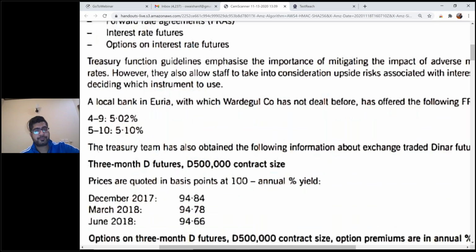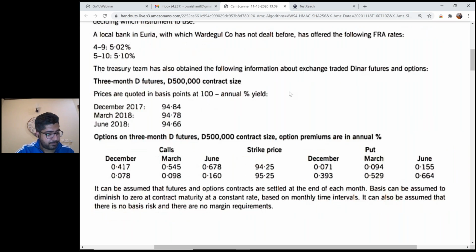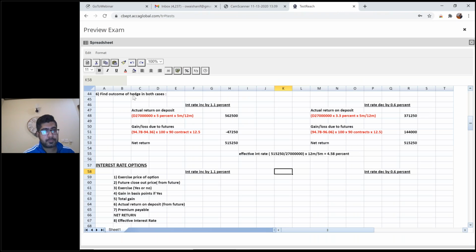Exercise price of option. You know, there are 2 exercise prices or strike prices mentioned. You have to work on both. Today we will do one, and next we will do in the beginning of tomorrow's class. Okay, so exercise price, use the first exercise price, 94.25. In both cases, the exercise price selected is 94.25.